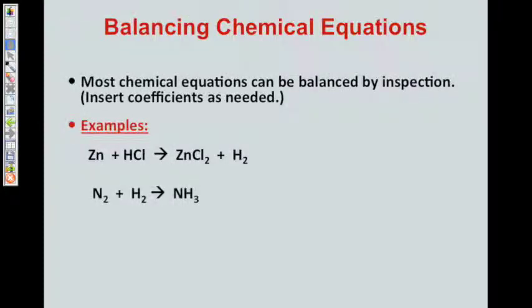Here are 2 examples of how to balance. I'm going to quickly go through these, but I want you to pause right now and you try to do it, and then I'm going to come back and answer. Okay?